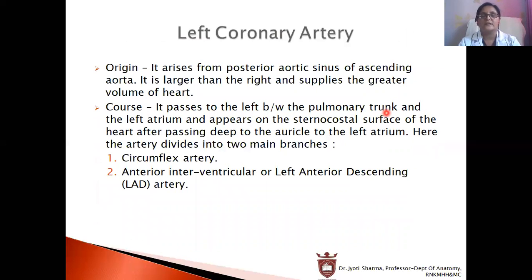Now the left coronary artery. It arises from posterior aortic sinus of ascending aorta. It is larger than the right and supplies the greater volume of heart. It passes to the left between pulmonary trunk and the left atrium and appears on the sternocostal surface of the heart after passing deep to the auricle of the left atrium. Here the artery divides into two main branches, the circumflex artery and the anterior interventricular or the left anterior descending artery.